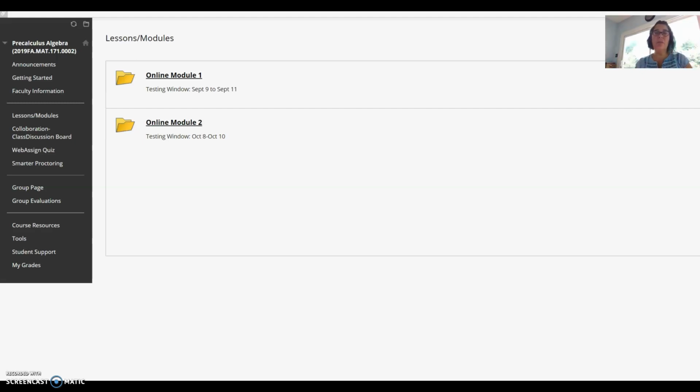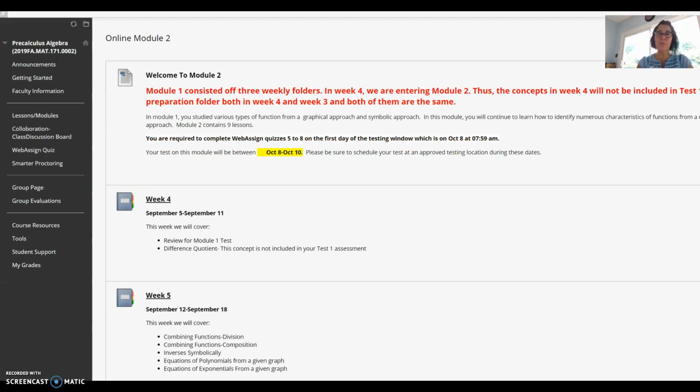However, we started module 2, which is week 4, and as you open module 2, you will see that red bold writing. Please take care about that because you will also be learning a new concept called difference of quotient, but it's not going to be included in test 1. So we don't freeze learning just because we're having a test, but this week is an important week also for the test 1 and web assigned quizzes and so on.